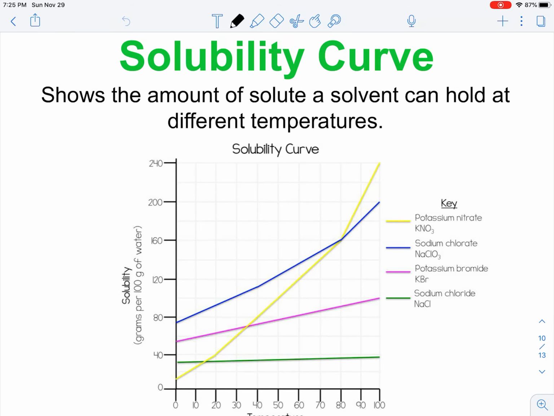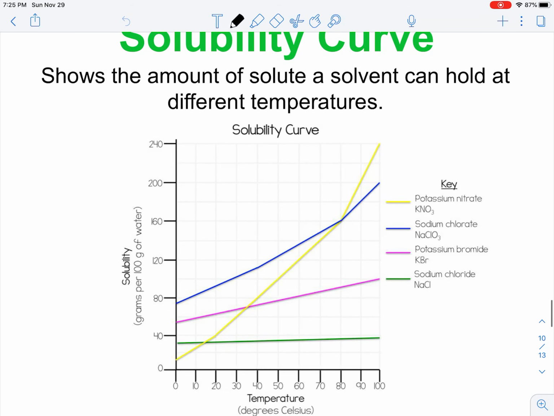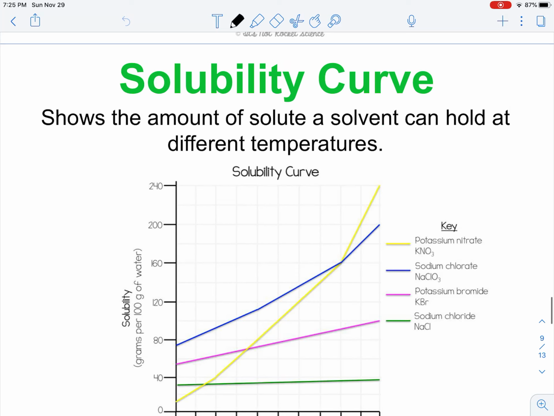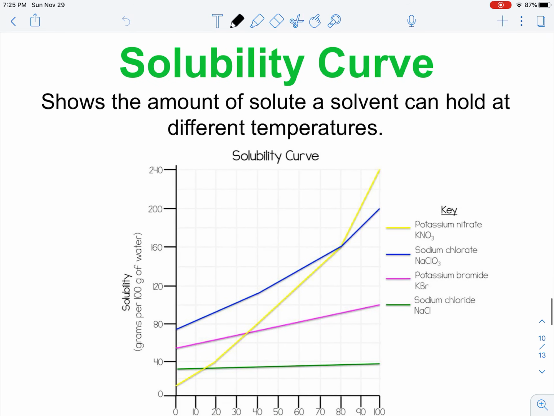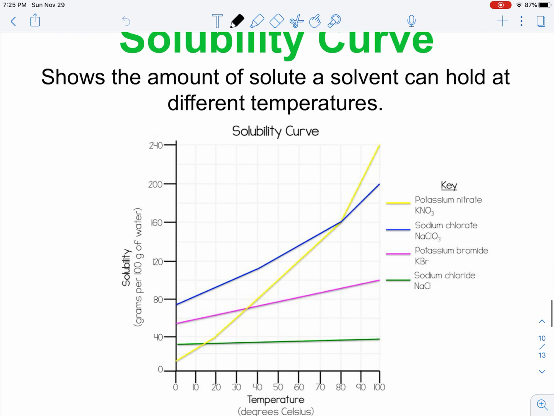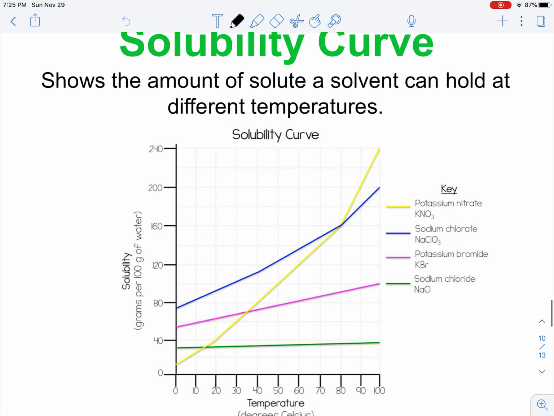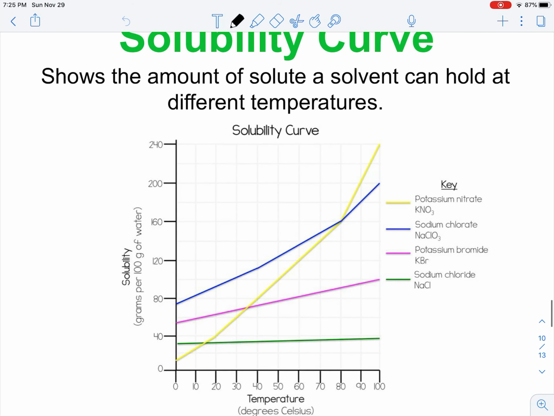Today, there's a few things that I wanted to talk to you about that I thought needed a little bit more clarification than you could get from just reading the notes. The solubility curve is something that I don't think you've ever been introduced to before. And graphs are so important because of the ACT that I really wanted to spend a little bit of time on this, explaining it to you.